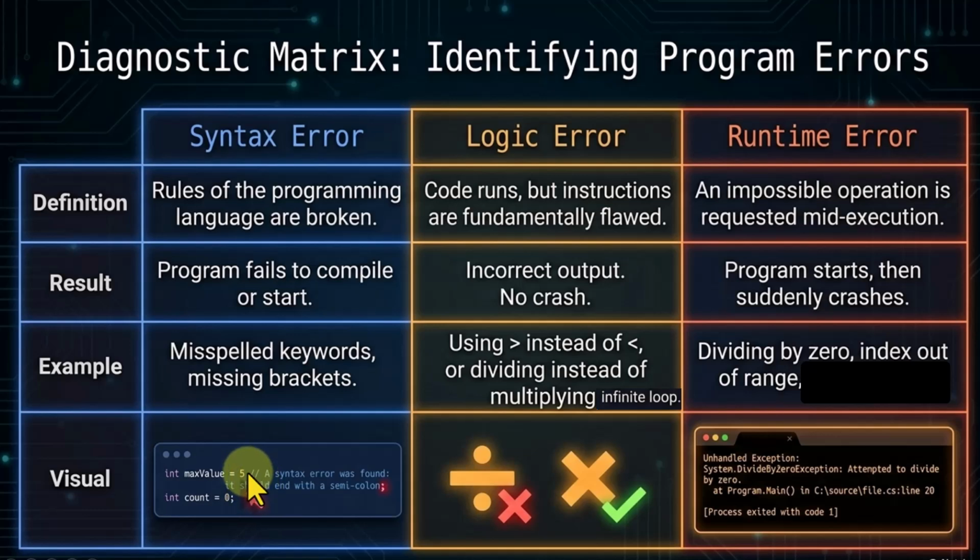We do not have that, so this is a syntax error. When I just add a semicolon there after 5, it will be completely fine. Then the second one is logic error. Code runs but instructions are fundamentally flawed.